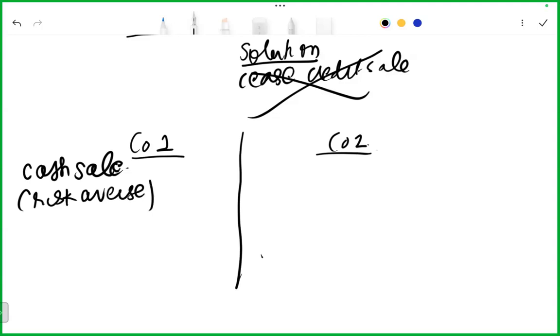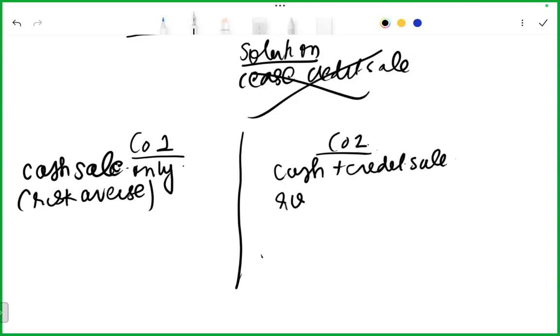They don't want to take the risk of liquidity issues and bad debt. So they decided that they will only provide cash sale. On the other hand, company 2 is providing both cash plus credit sale as well. So you can call them risk takers. They are ready to take a little bit of risk here.